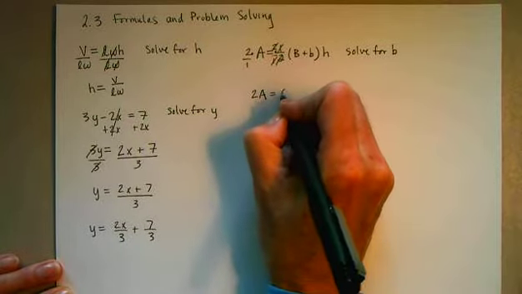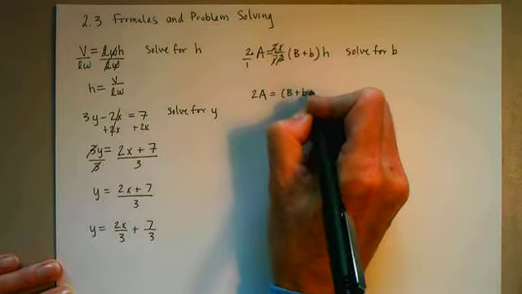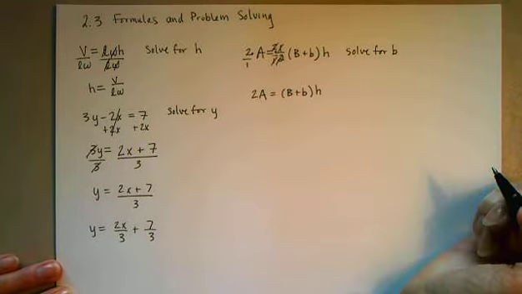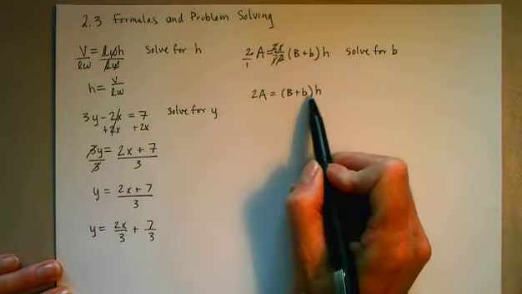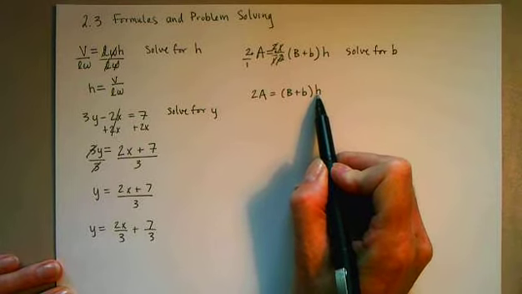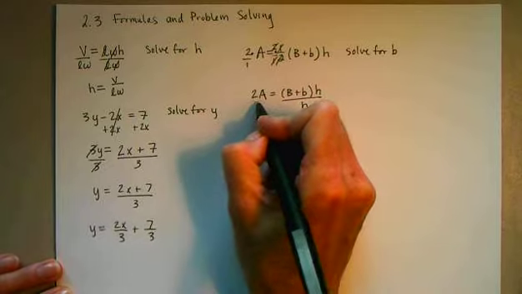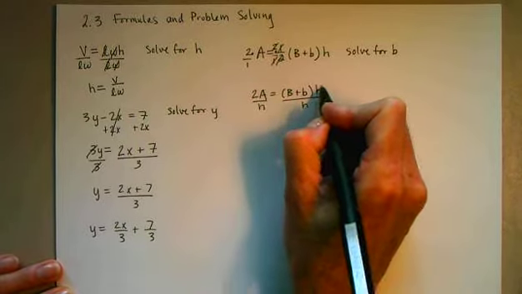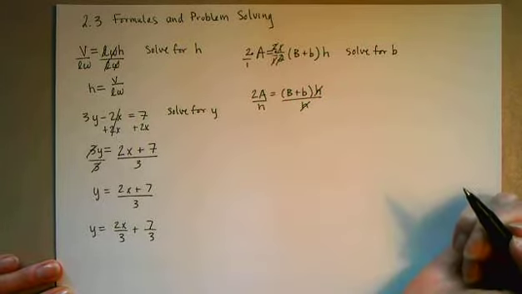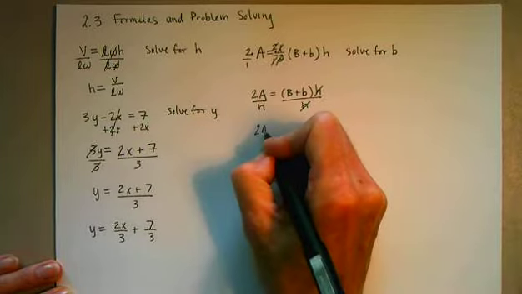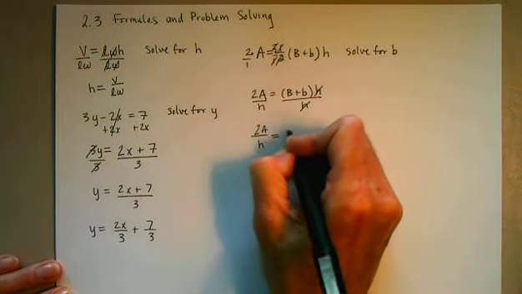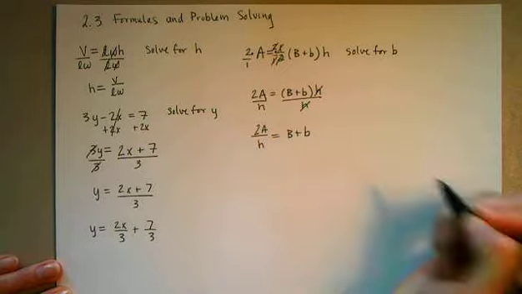And now I have capital B plus lowercase b times h. Again, the furthest thing from b is this h, and we're multiplying by it, so the opposite thing to do is to divide by h. And h divided by h is 1, so it's gone. So we're almost done, but we're not quite there yet, because lowercase b isn't quite alone.